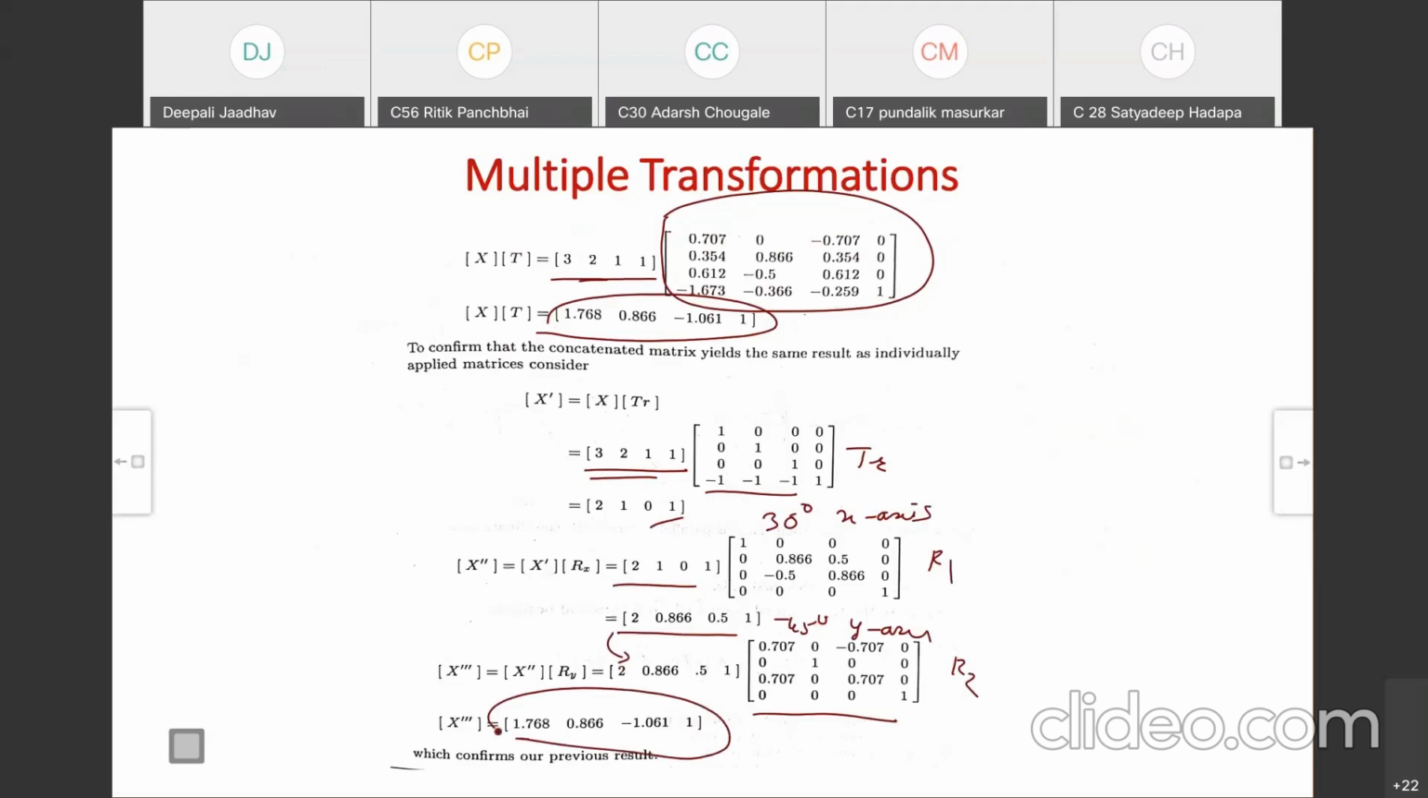Now observe this result and the previous result. Both are the same. So multiple transformations you can perform in both ways. First, find all the transformation matrices, concatenate them, combine them together and multiply with the original position vector, and you will get the final result. Or perform it step by step: first transformation, second transformation, third transformation, and both results must be the same. You can use either way to perform multiple transformations, but the order of the transformations we cannot change. The order must be the same. That is about multiple transformation.